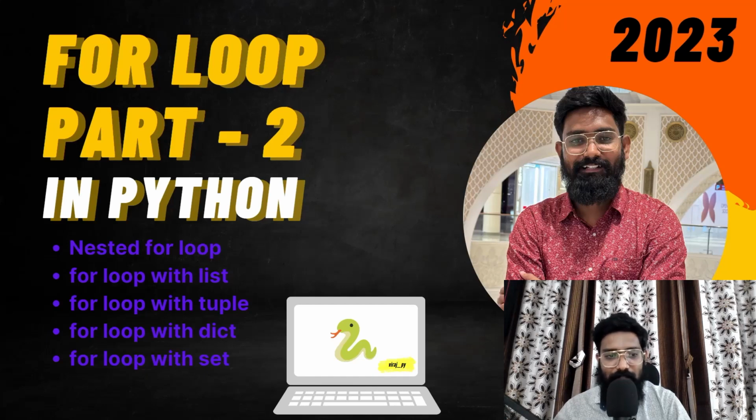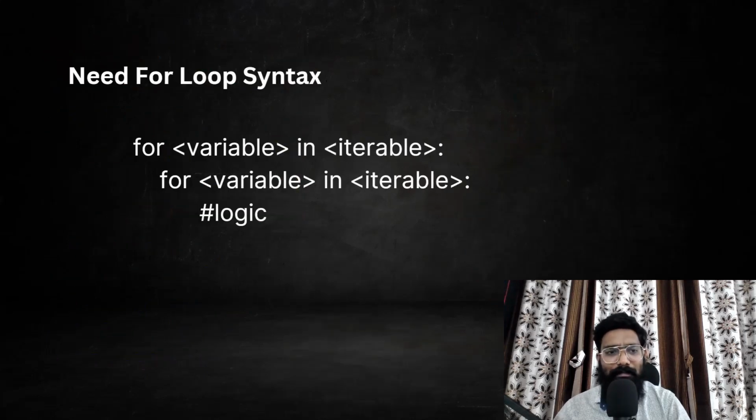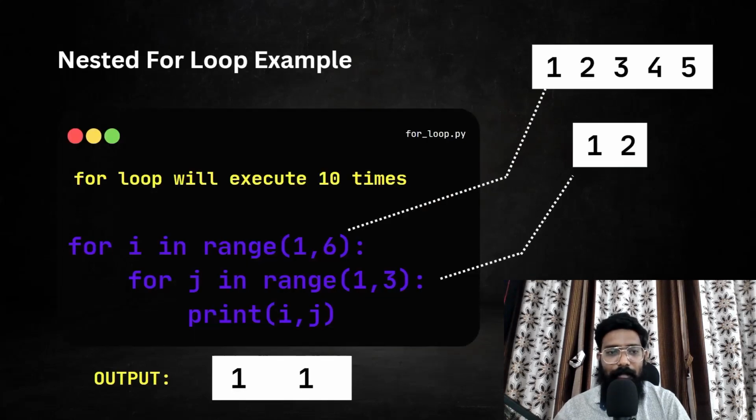Today we are going to discuss a for loop. And in this session we are going to cover a nested for loop with the list, tuple, dictionary and set. What is a nested for loop? In a nested for loop we have two or more for loops which are going to execute, and the structure is going to look like this.